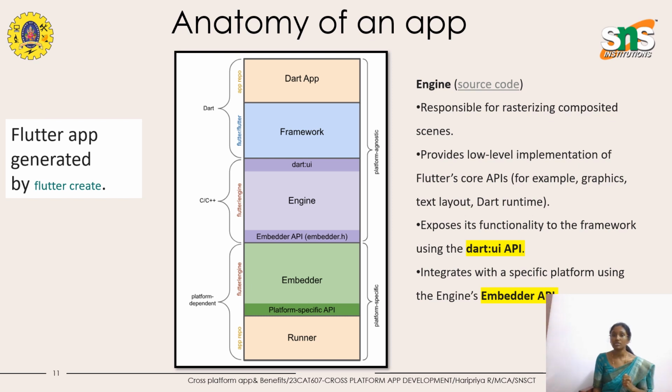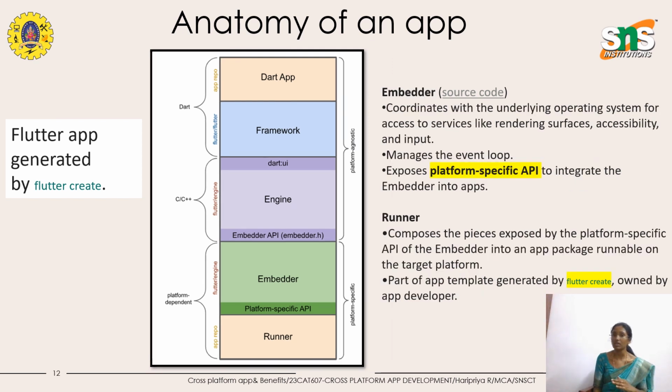The most important API of the engine is the dart:ui API, and next is the embedder API, which we have to install. The embedder is a platform-specific API, and next you have to create it in your Flutter.